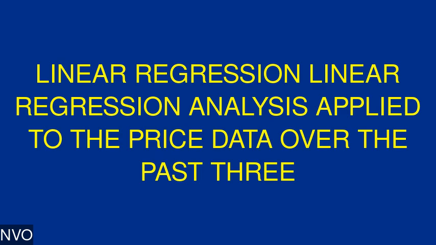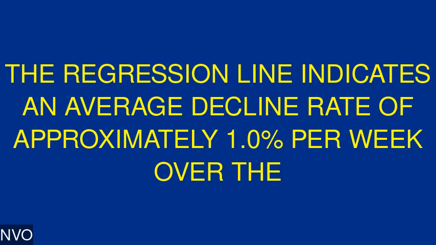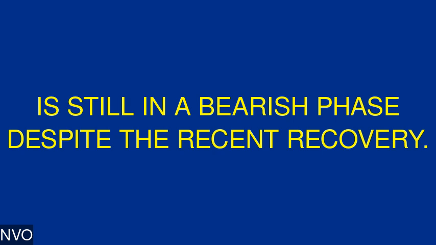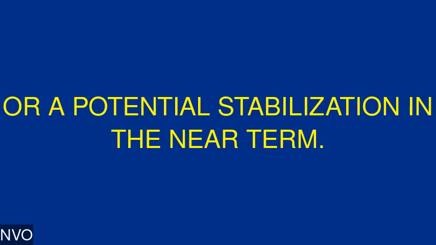Linear regression analysis applied to the price data over the past 3 months shows a downward sloping trend line, confirming the overall bearish trajectory. The regression line indicates an average decline rate of approximately 10% per week over the analyzed period. The current price is trading slightly below the regression line, suggesting the stock is still in a bearish phase despite the recent recovery. The deviation is not significant, which could indicate either a continuation of the downtrend or a potential stabilization in the near term.